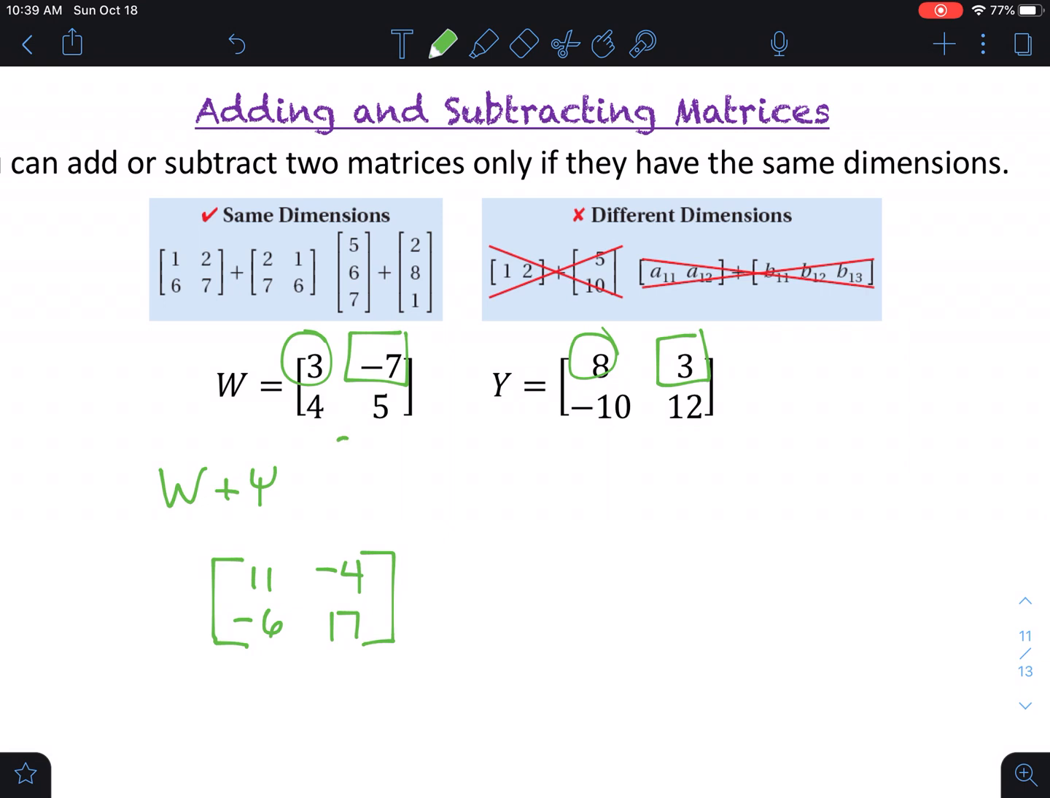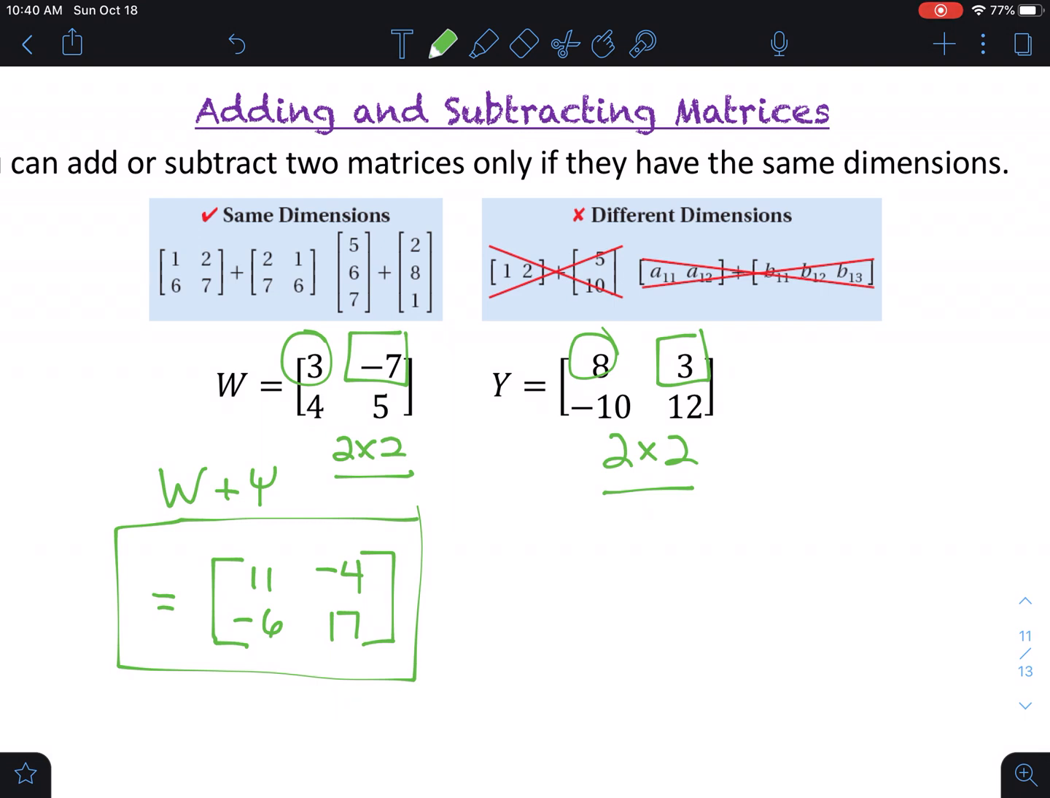So again, this is a 2x2, this is a 2x2. These dimensions have to be the same. So 2x2 or a 7x4, I could add to a 7x4. Okay, and then your answer would be the same dimension. So this one, well, our answer, notice, is also a 2x2. And that's adding. Subtracting works the same way.